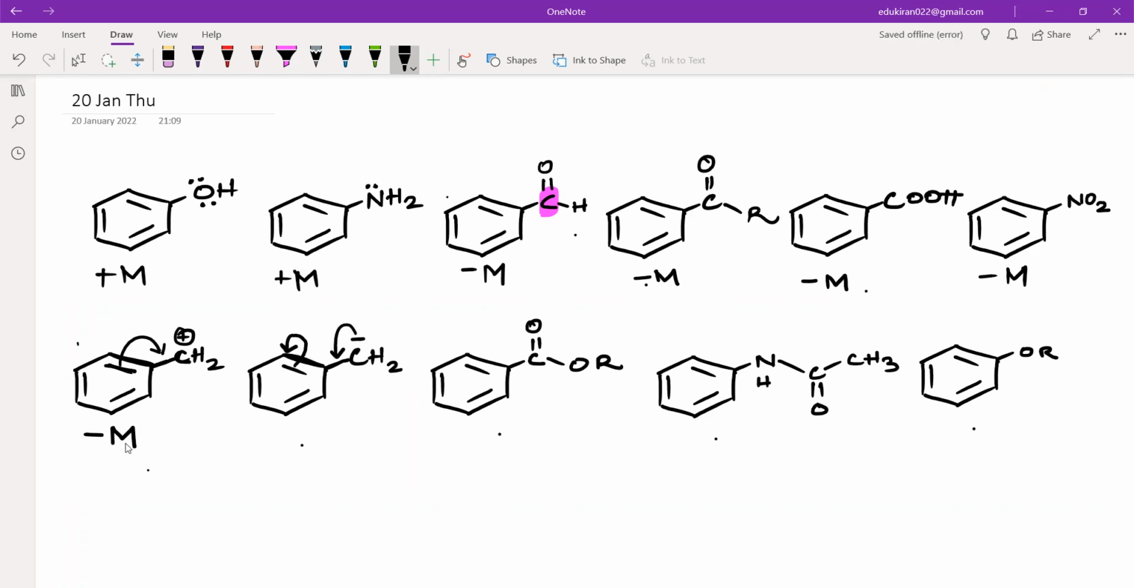Now in this case, what is happening? The benzene is pulling the electron density. So CH2 negative, it is donating electron. That is why this will be plus. This will be again minus M.